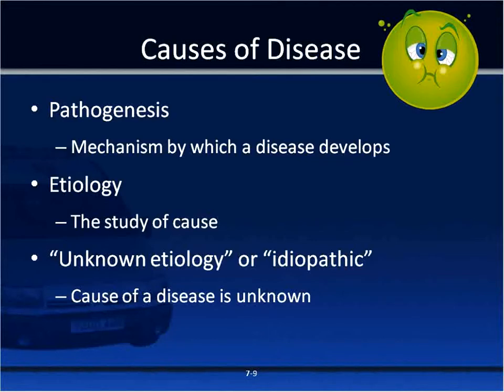Causes of disease. Pathogenesis refers to a mechanism by which disease develops. Examples of pathogenesis include infection, inflammation, tumors, tissue breakdown.